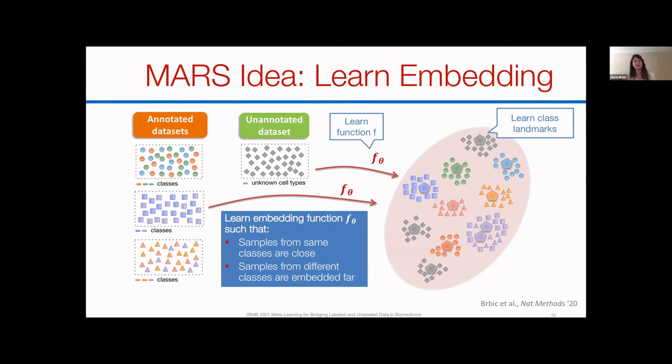Originally, MARS considers heterogeneous single cell experiments as data sets, and the cell type annotation task as the target data set. But here we made the approach more general, and in the application part, we will see the application to single cell genomics.